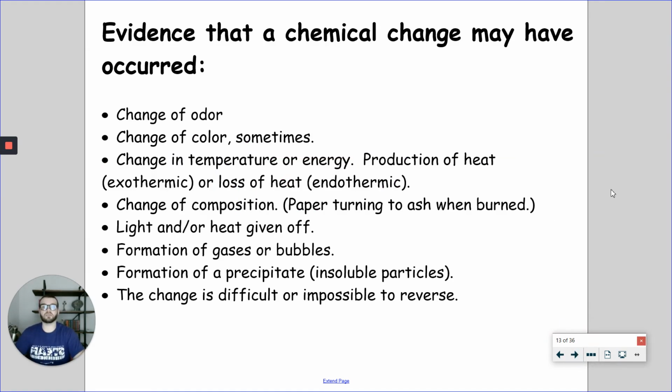Okay, evidence that a chemical change may have occurred. Change of odor, change of color. Sometimes, remember I was talking about food dyes and stuff like that? Like I added this Mio stuff to this drink right here. That wasn't a chemical change. I was just adding stuff in here and then it dissolved. And we know that if something dissolved, that's not a chemical change. That's a physical change. It just goes from a particle size this big to itty bitty.